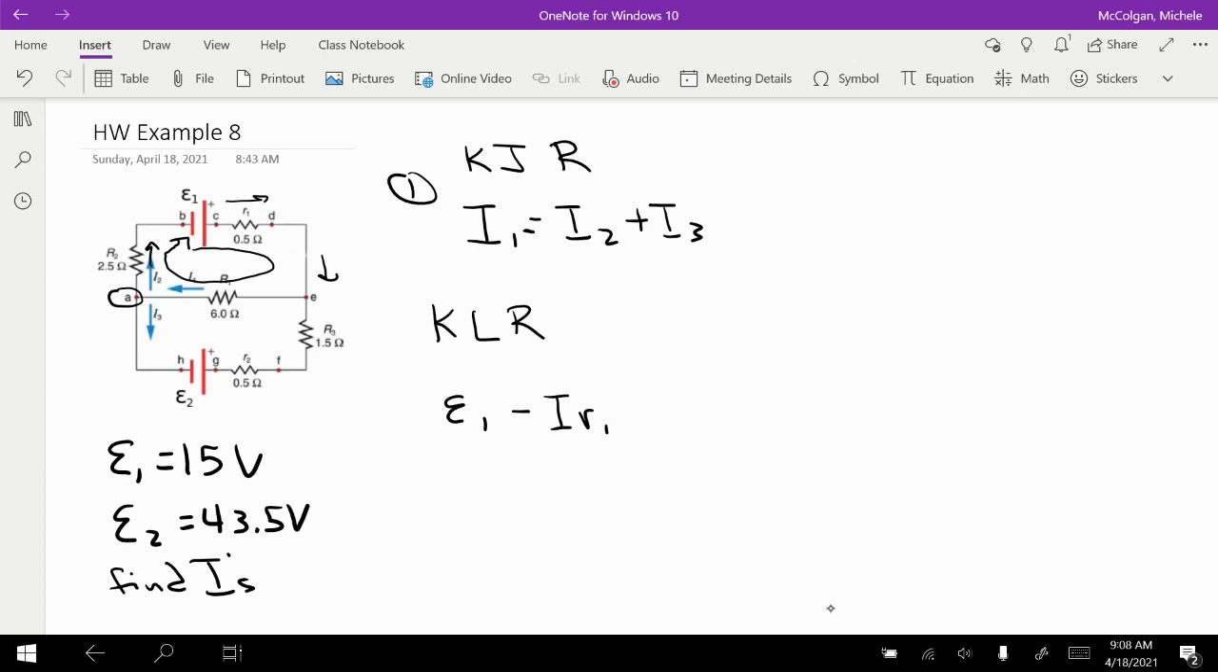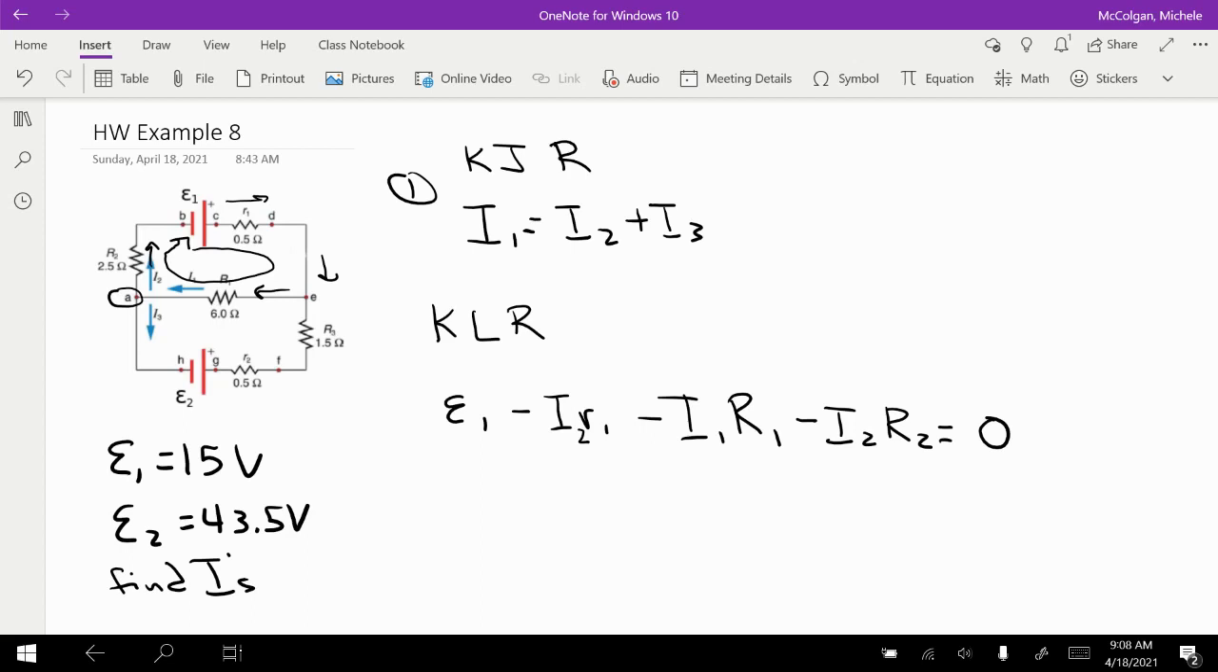Now I'm going to come back over this way, and in this branch, I have I2 going through R1. Where R1 is, my current is I1, R1. And then when I get over here to R2, I'm going to have minus I2 R2. And when I get back to B, I'm at 0. So that is my next equation.